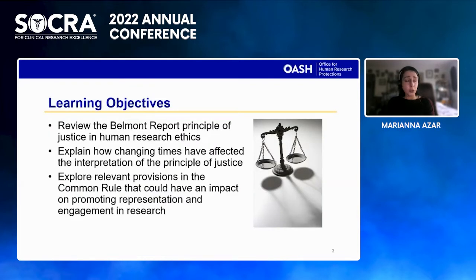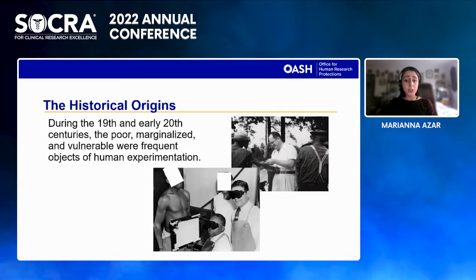Our learning objectives for today. In this presentation, I aim to briefly explain the historical events that led to the development and publication of the Belmont Report in 1979. Detail the way the principle of justice was articulated in the Belmont Report, offer an overview of historical events that have affected our interpretation of the Belmont principle of justice, and then explore relevant provisions in the Common Rule that we can lean on to promote representation and engagement in research.